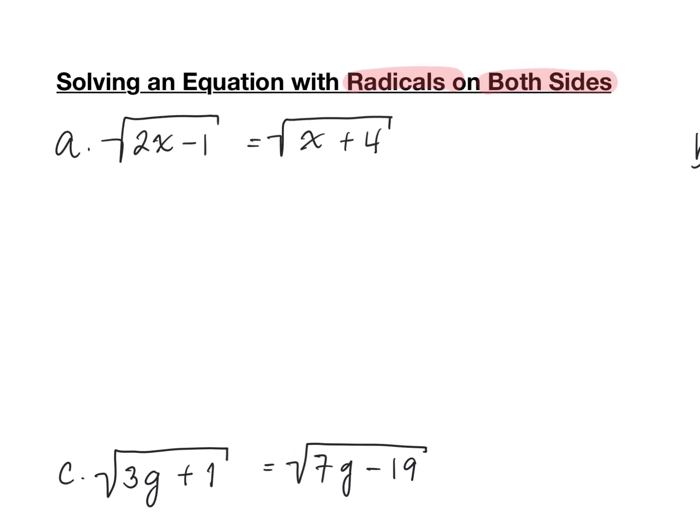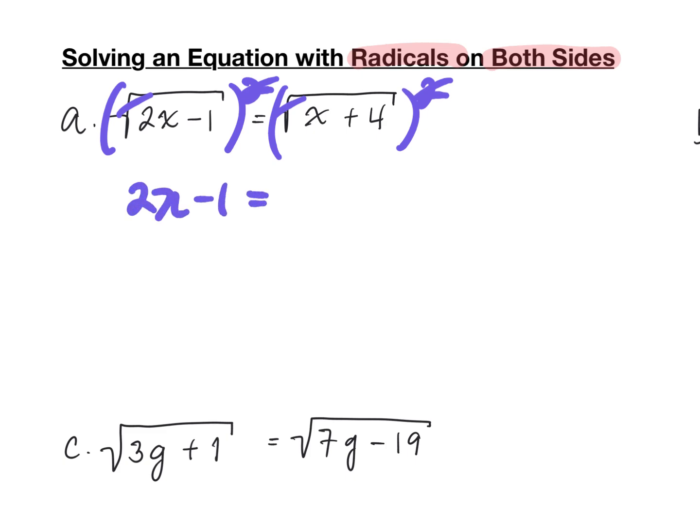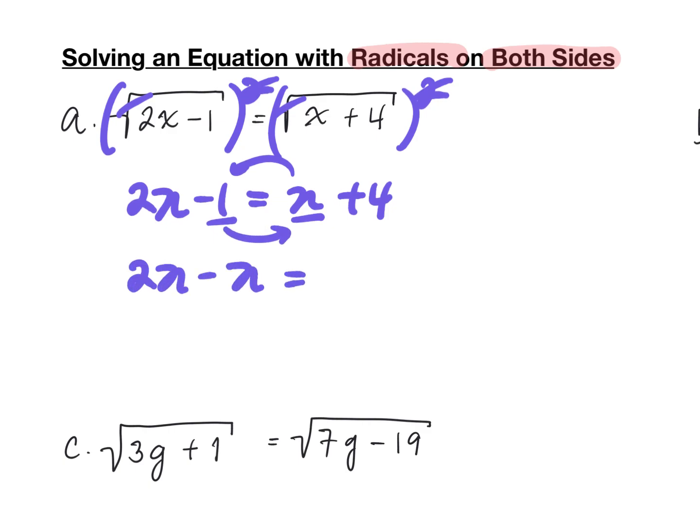The first thing we're going to do immediately is to quickly raise both sides to the square to cancel these radicals. Going further, this is going to give you 2x minus 1 is equal to x plus 4. Let's transpose this one to the other side, and this one is also going to be on the other side. That's going to give you 2x minus x is equal to 4 plus 1.